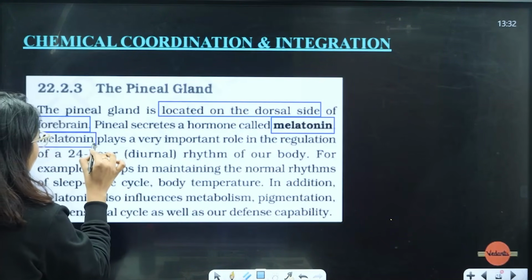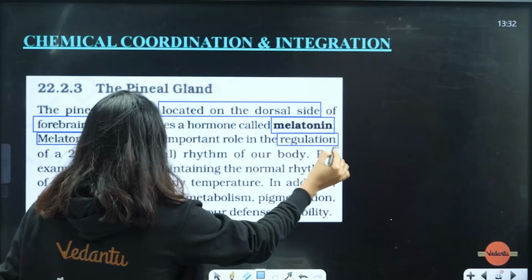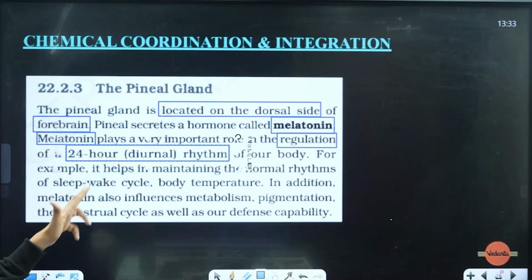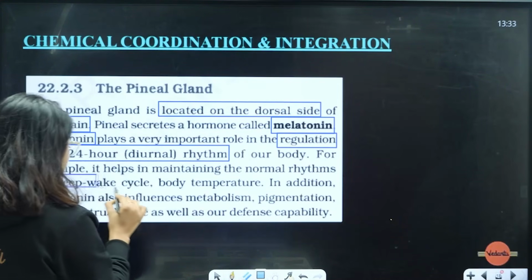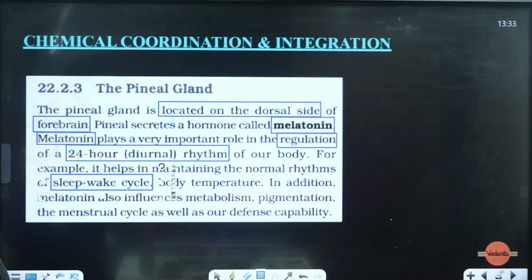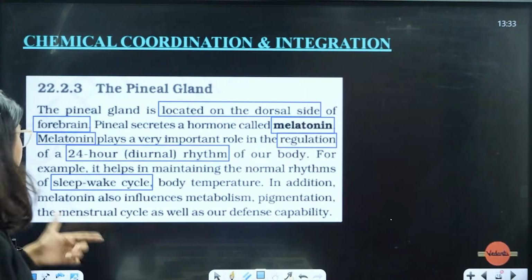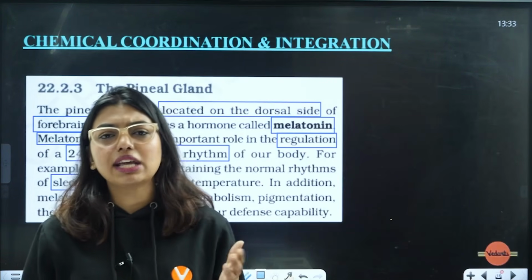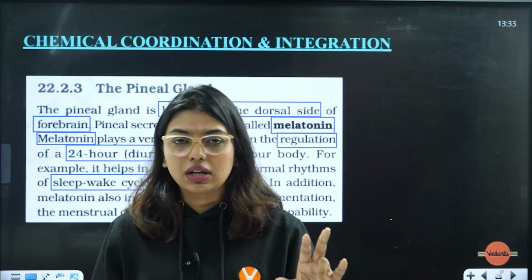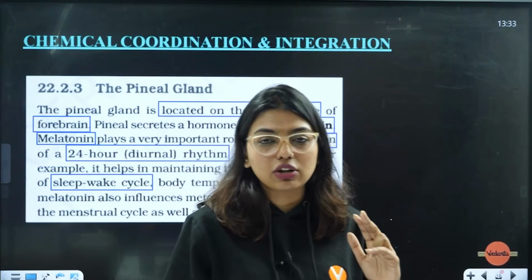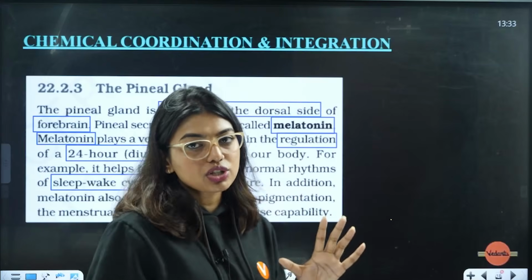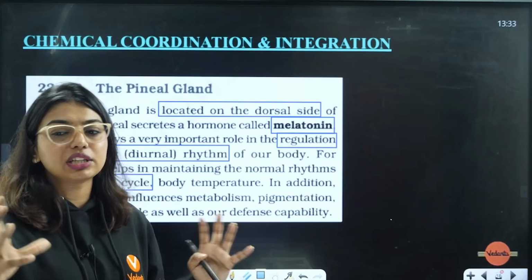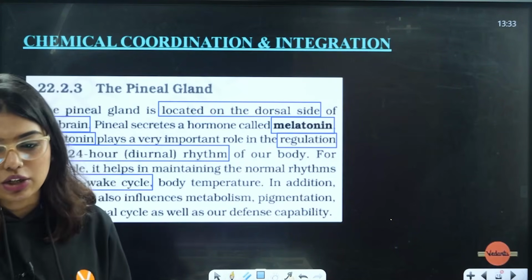Melatonin, students, plays a very important role in regulation of the 24 hours diurnal rhythms of our body. For example, it helps in maintaining the normal rhythm of the sleep and wake up cycle and body temperature. In addition, melatonin also influences metabolism, pigmentation, the menstrual cycle, as well as our defense capabilities. We know that if our normal sleep and wake up cycle is not correct, we get pigmentation, and menstruation, especially for women, if you take a lot of stress and you don't sleep properly, your menstrual cycle will be affected. And also metabolism, our metabolism can become lower or higher. So those changes normally happen here.